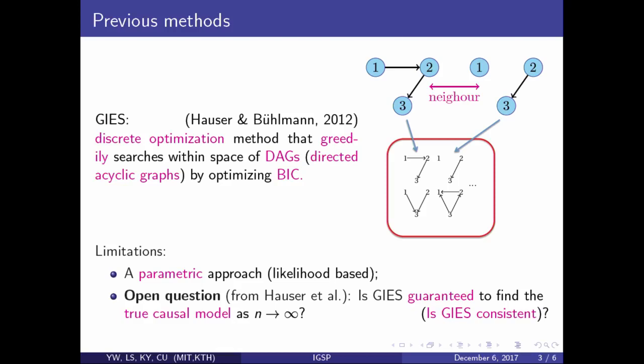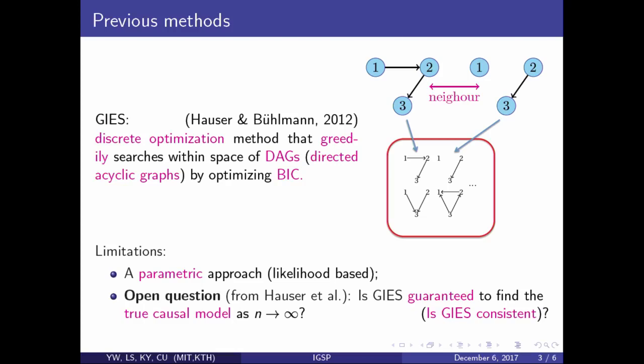Basically, there was one method available that could make use of observational and interventional data called the GIES method. It is a discrete optimization method that greedily searches within the space of directed acyclic graphs, or DAGs in short, by optimizing the BIC scoring function. The following figure shows an example of the space of DAGs. Here, two DAGs are neighbors of each other in this space if they differ by one edge.